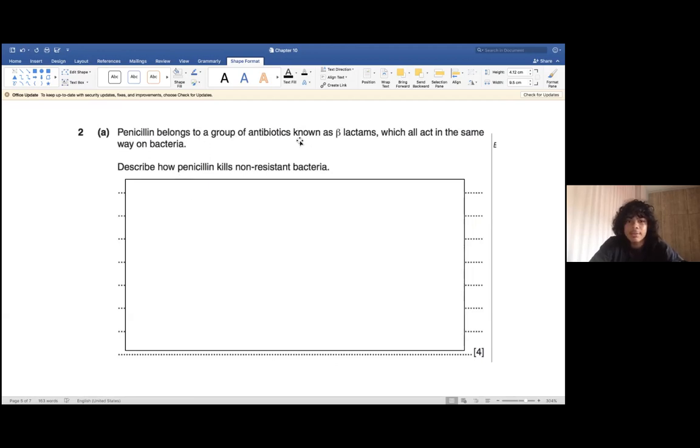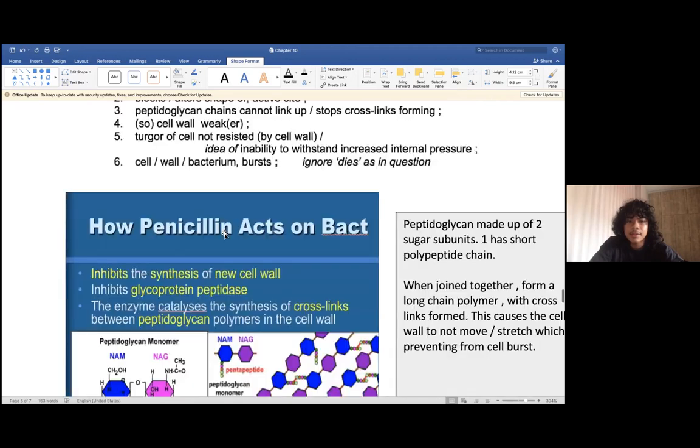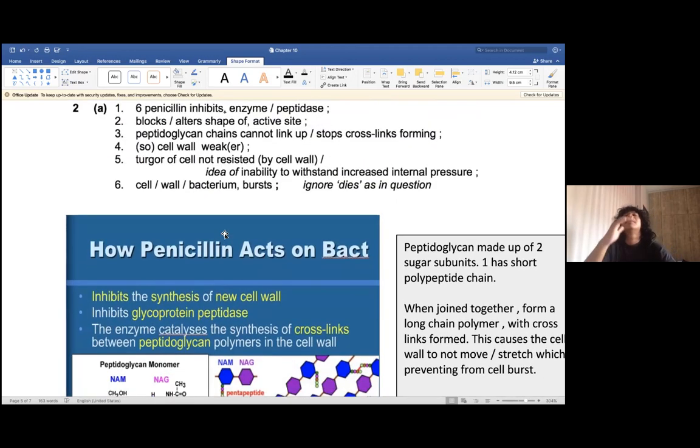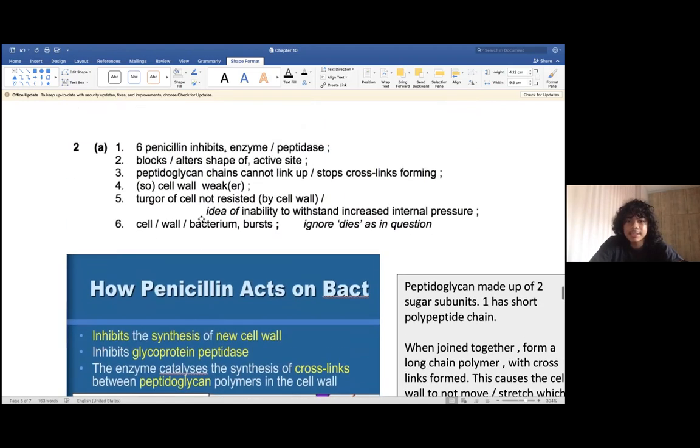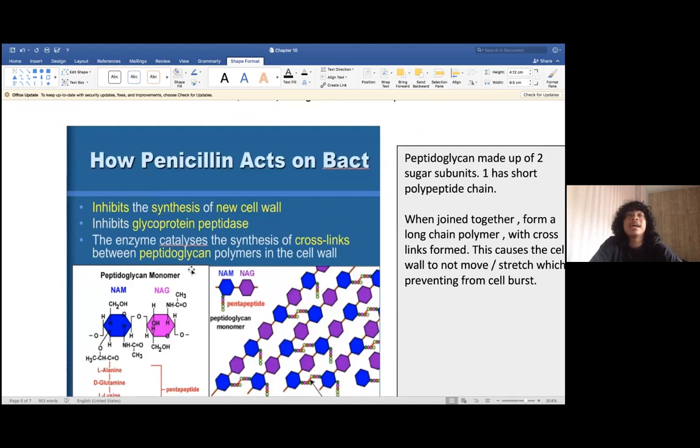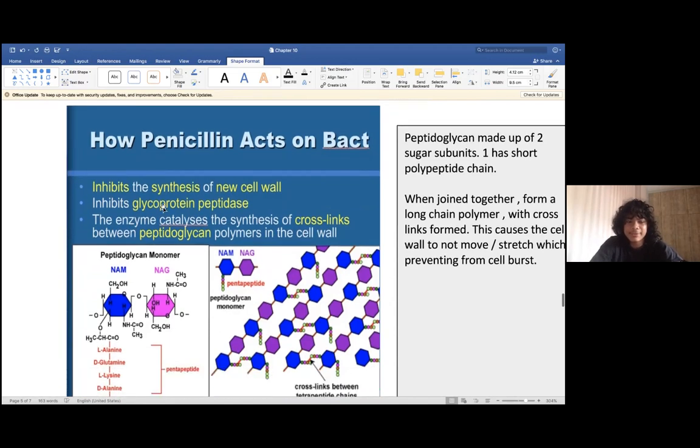Penicillin belongs to a group of antibiotics known as beta-lactams, which all act in the same way on bacteria. Describe how penicillin kills non-resistant bacteria. This one is related to antibiotics. Penicillin is a type of antibiotic, and we should know that antibiotics act on the bacterial cell wall. I'll explain this slide first before I move on to the answer. Over here, it inhibits the synthesis of new cell wall.